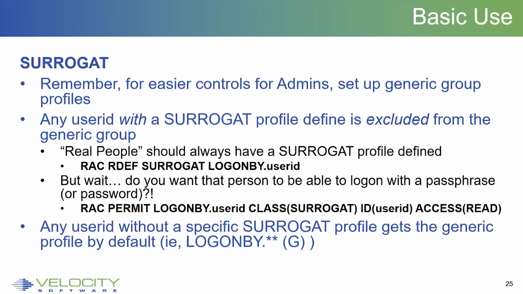If you do not define a surrogate profile for a user ID, then by default, any generic profile that was set up, the LOGONBY.** generic resource, has access to be able to log on by the user ID. So Linux guests or any system user IDs, those things that are not real people, would not have a specific surrogate profile set up. That would allow your system administrators to be able to log on by to those user IDs.